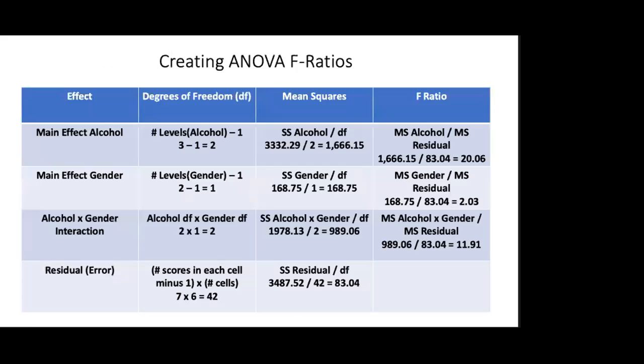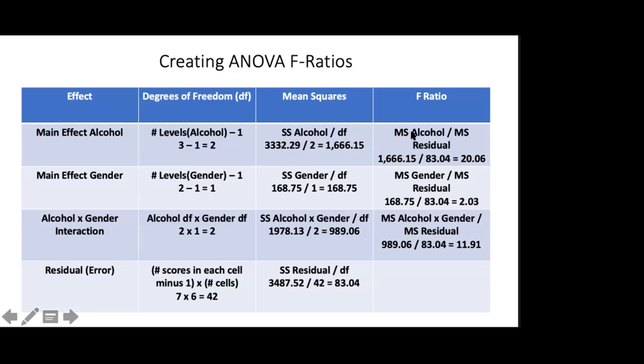After we have calculated all these sums of squares, we can also determine our mean squares for each of these variance components. The degrees of freedom for each main effect are the levels of that factor minus 1. Alcohol has 3 levels, minus 1 is 2. Gender has 2 levels, minus 1 is 1. Then we just divide the sum of squares by the corresponding degrees of freedom, and that gives us our mean squares for the 2 main effects.